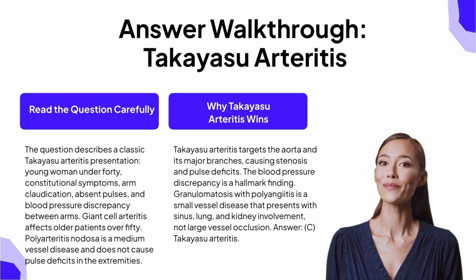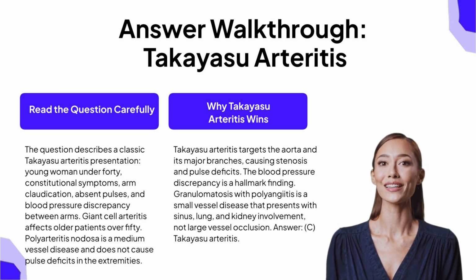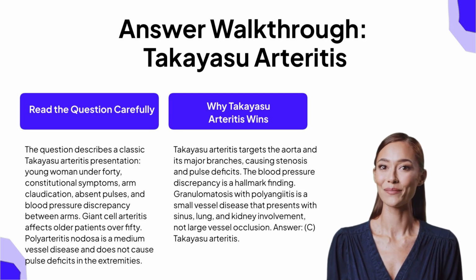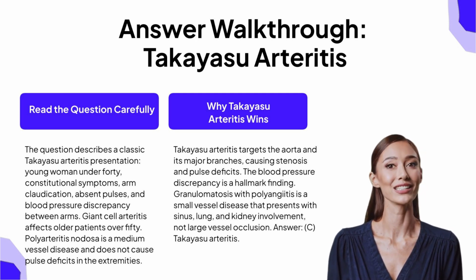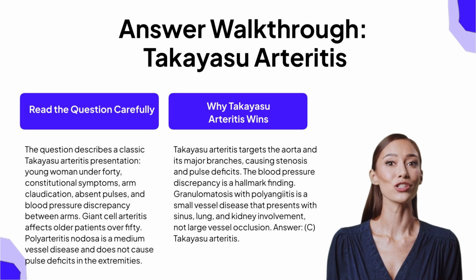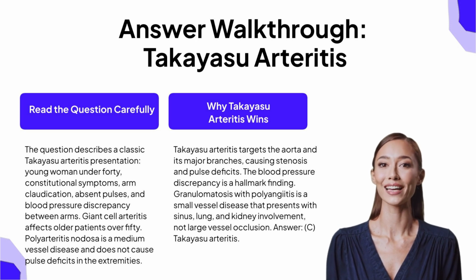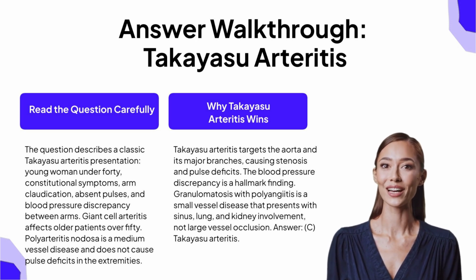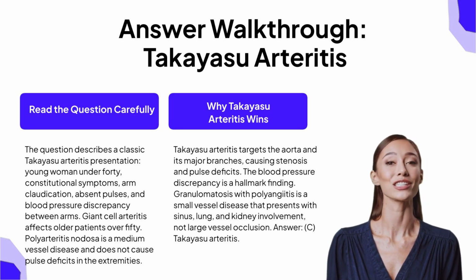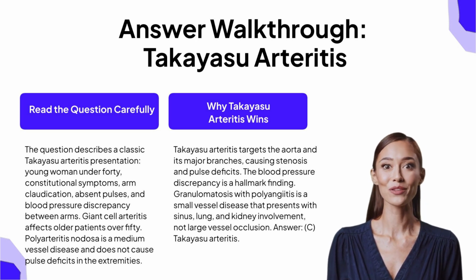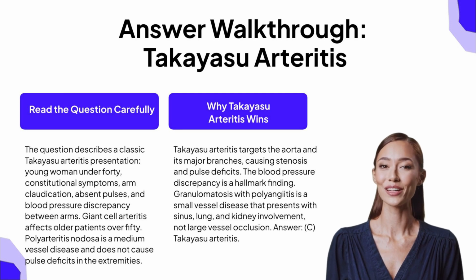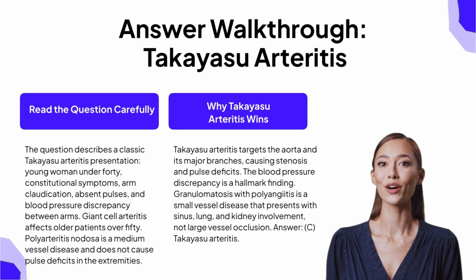Choice D, granulomatosis with polyangiitis, is a small vessel disease that classically presents with sinus, lung, and kidney involvement, not large vessel occlusion with absent pulses. Takayasu arteritis targets the aorta and its major branches, causing stenosis that leads to the pulse deficits and blood pressure discrepancy we see here. The correct answer is C, Takayasu arteritis.